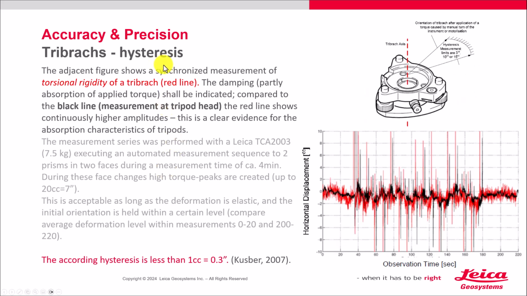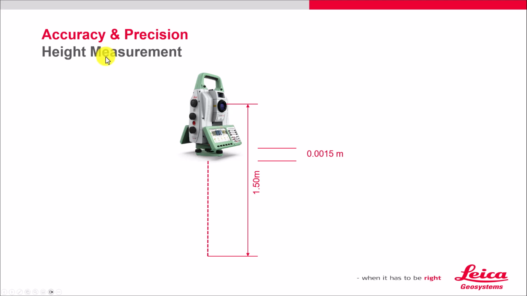Now, this is a little academic here. We're not going to read all this, but that torsional problem of hysteresis: as an instrument moves, it does get vibration. So we're going to measure the torsional rigidity of a tri-brac. That's the red line down here. And according to some research I found, the error is less than 0.3 seconds. But we're going to take it into account. Seems pretty negligible. Now we've got the height measurement. At 1.5 meters, maybe we say 1.5 millimeters is the best we can measure that to.